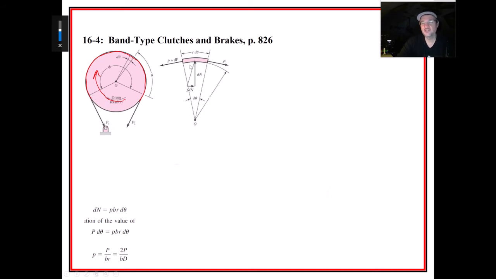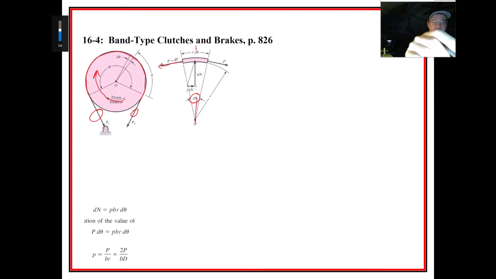The way we do this in a band brake is to take a free body diagram of a small segment of this band. We take a little arc of d theta and make it nice and symmetric. To the left is going to be the tension over here, and to the right is going to be the tension over here.